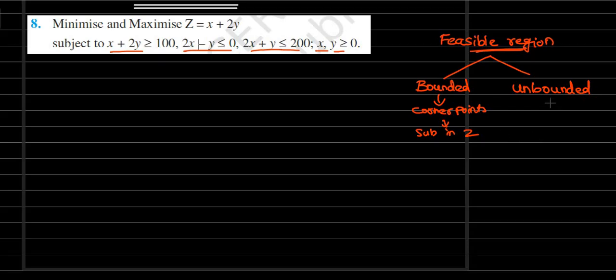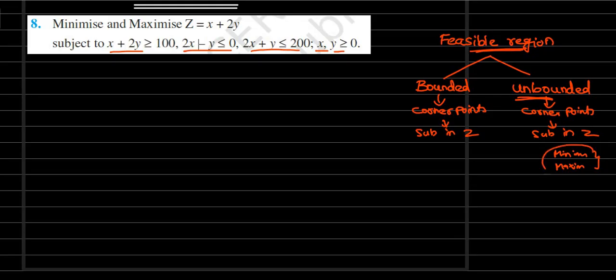In case it is unbounded, the same process applies: identify the corner points, and after identifying them, substitute in the given z. You will get some results. The least one will be the minimum, and the largest one will be the maximum, the same way as for the bounded case. But since it is unbounded, it is a 50-50 chance. Whatever value you get may or may not be the minimum, and the largest value may or may not be the maximum.